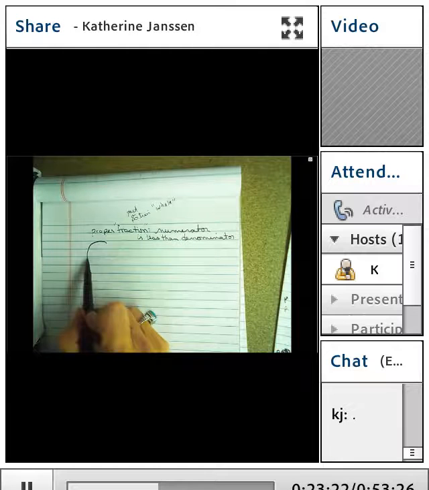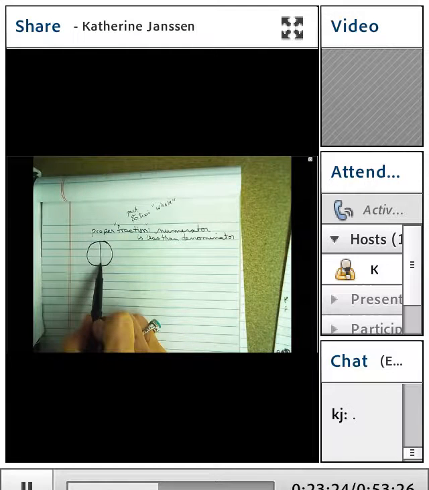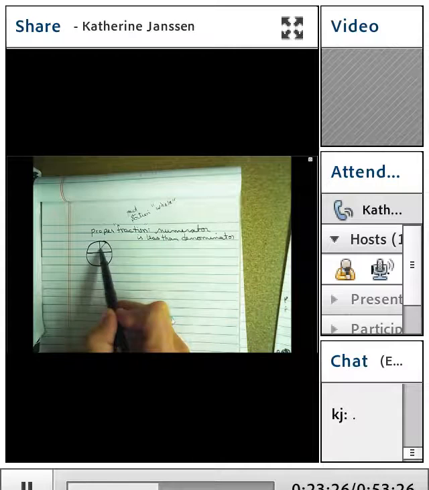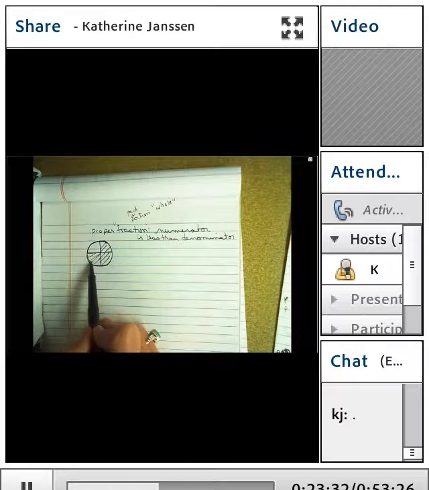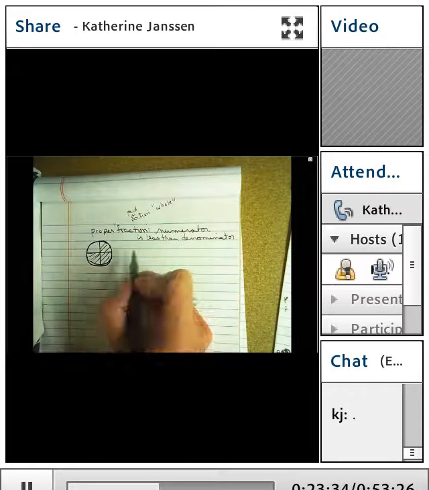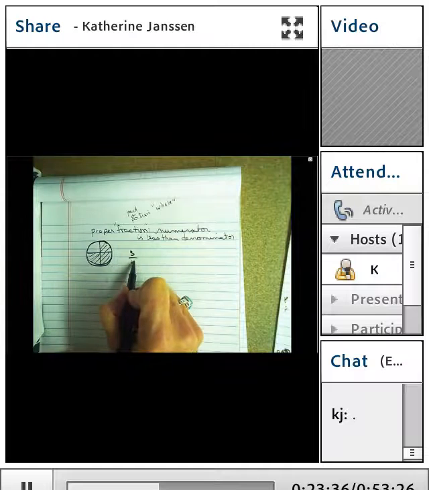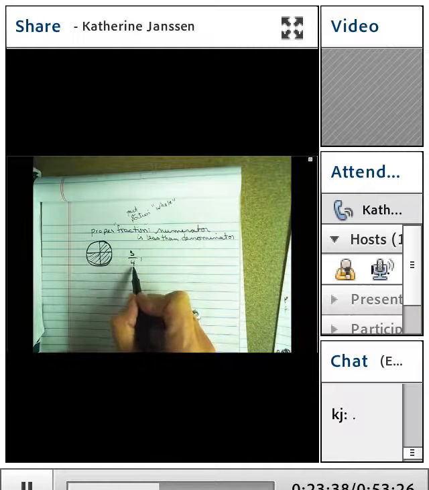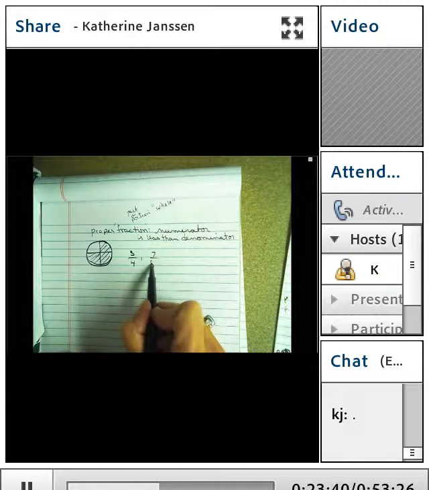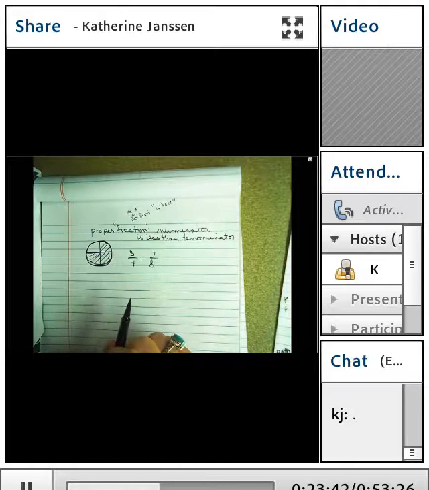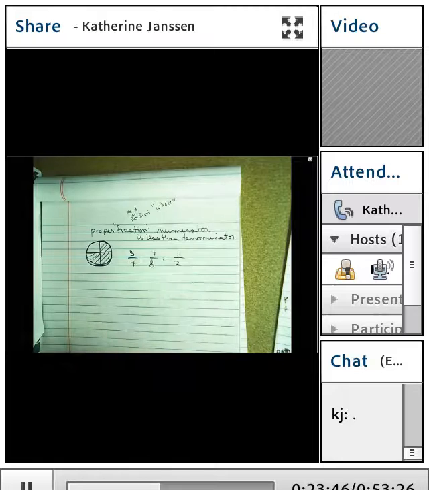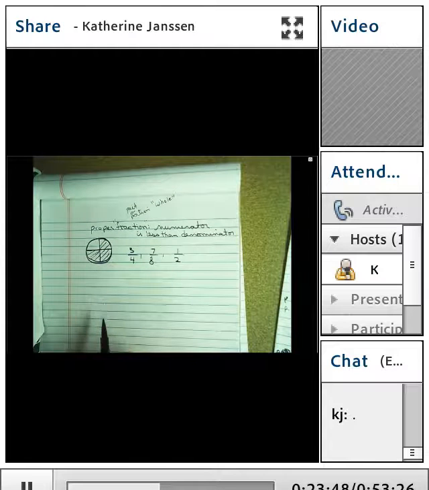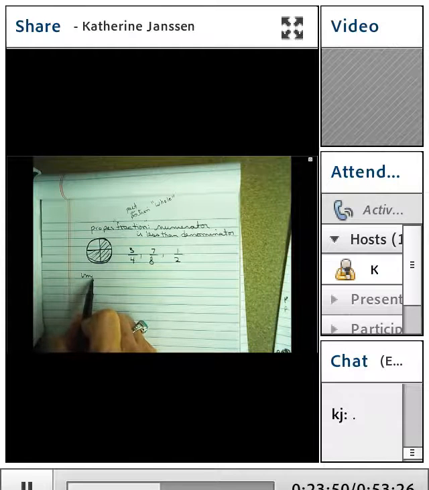So a part could be 1/4 or 2/4 or 3/4, but 4/4 would be the whole pie itself. So examples are 3/4. The numerator is less than the denominator. 7/8. The numerator is less than the denominator. 1/2. The numerator is less than the denominator. Now an improper fraction.